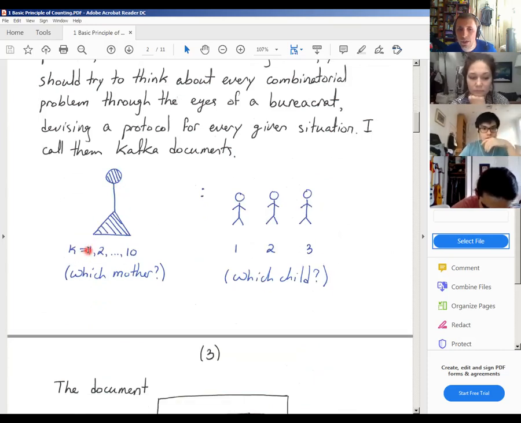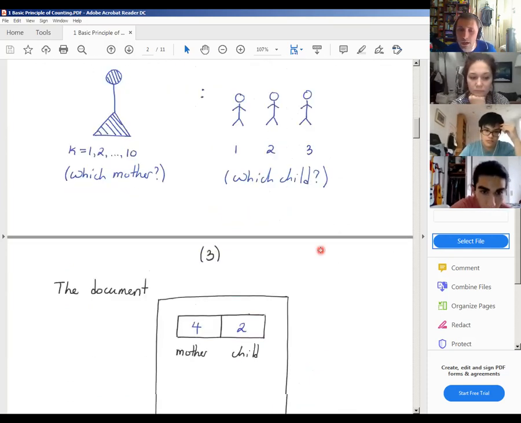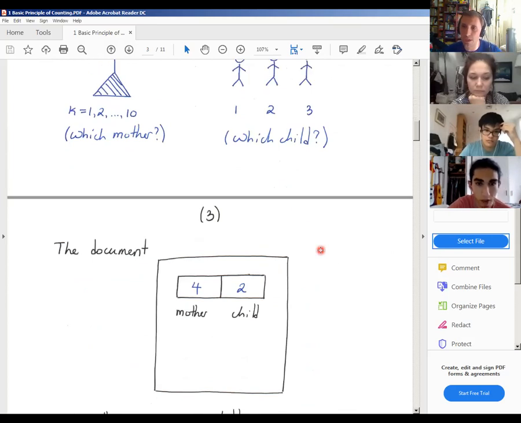Here is a woman labeled 1 through 10, each of her children labeled 1 through 3, okay? And I want you to be bureaucratic. If you read Kafka, if you know who Kafka is, you have to be that bureaucratic in this class. You want documents. You want to document every single thing that you count. And the document I imagine in my head is something like this.